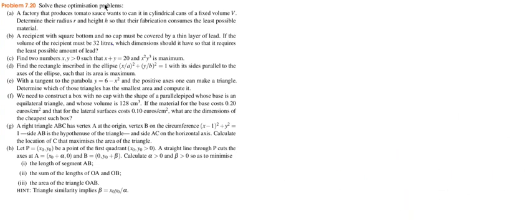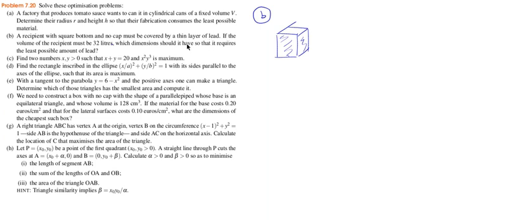Okay, let's go for part B. A recipient with square bottom and no cap. So let's see. It's kind of a box, right? With no cap. Must be covered by a thin layer of lead. Okay, so we can assume that we just need the area of the lead.